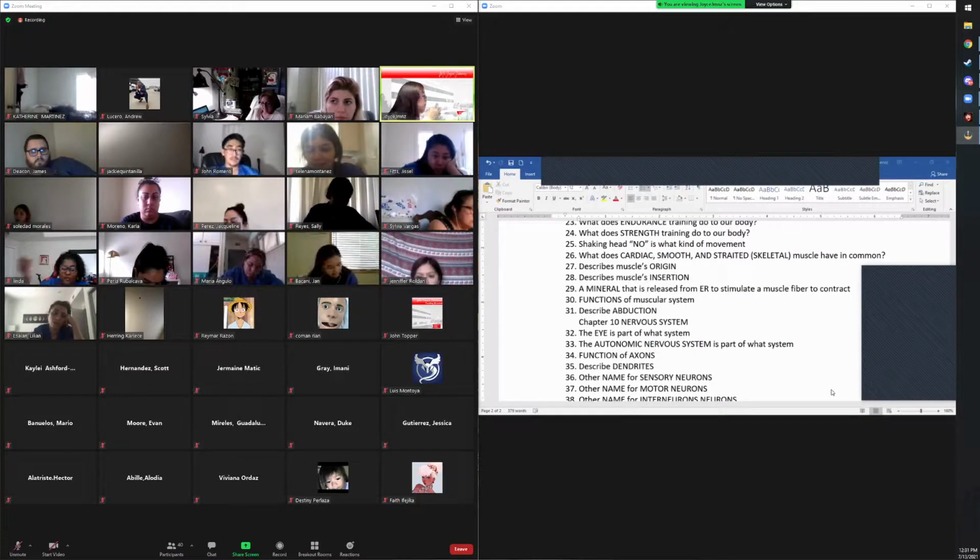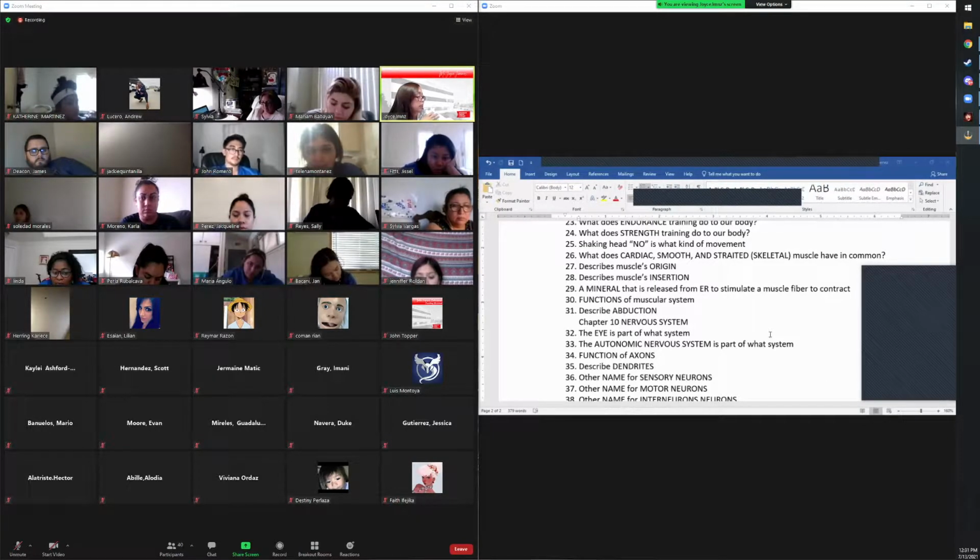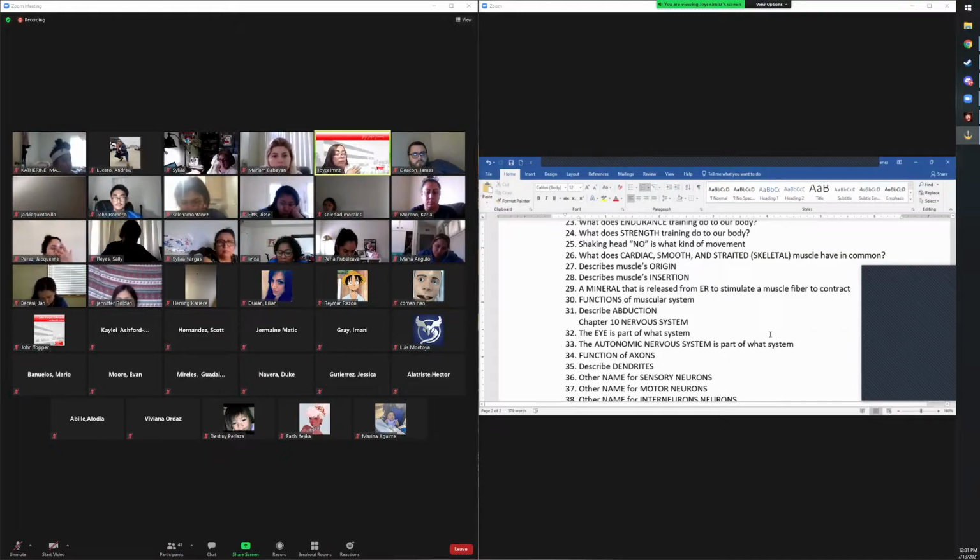So my biceps origin is in my scapula. Okay? A bone that is connected to the scapula. If I flex this elbow, it's because my biceps is crossing and attaching to the radius bone. That's why I can flex it.